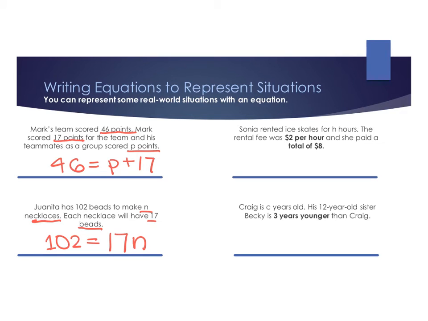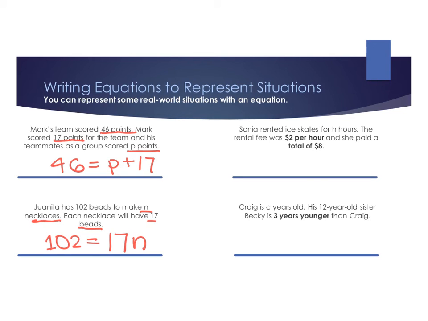So if it's one necklace, it's 17 beads. Two necklaces, it's 34 beads, and so on and so forth. So one way I could write it is 102 beads equals 17 beads times N necklaces. I could have also written it this way.